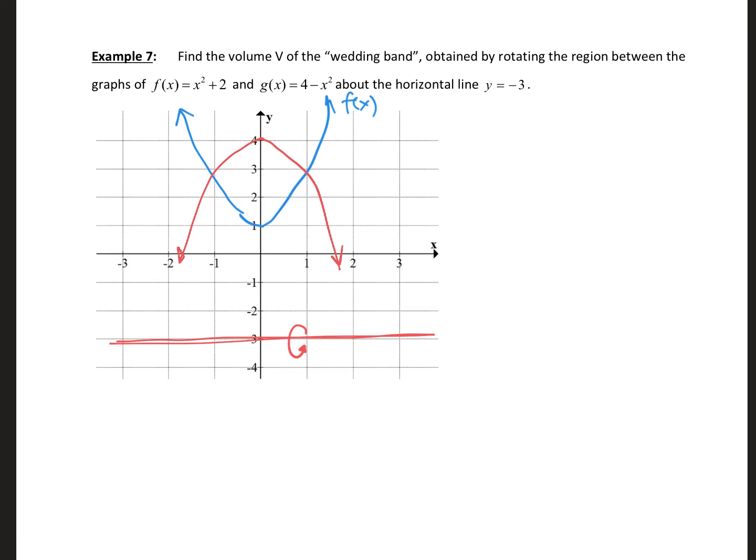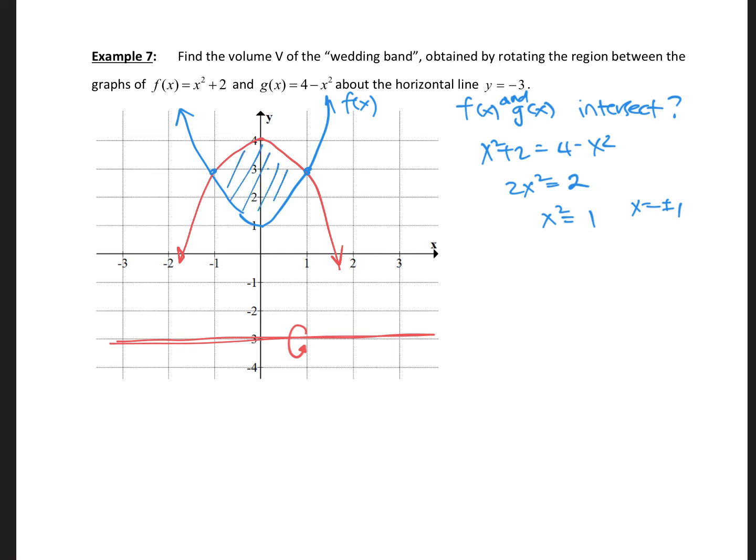Again, to precisely calculate where they meet, where f of x and g of x intersect, where x squared plus 2 is 4 minus x squared, 2x squared is equal to 2, so x squared is 1. So x is plus or minus 1. We kind of knew that here and here, but just to make sure, verify that.